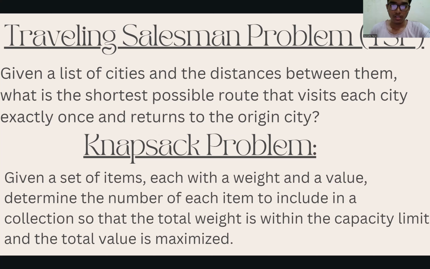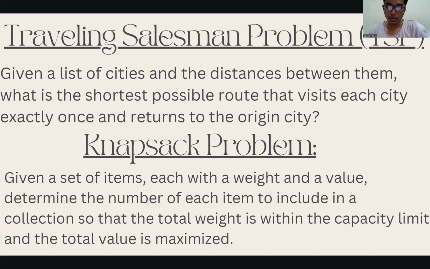The other example is the knapsack problem, which is also an optimization problem. In this problem, there will be a given set of items with their weights and values. Each item is associated with a value and a weight. We have to find the number of each item to include in a collection so that the total weight is within the capacity limit, that is, less than or equal to this capacity limit, and the total value is maximized. There cannot be another total value greater than this one. This is called the maximized total value, and we have to find it.